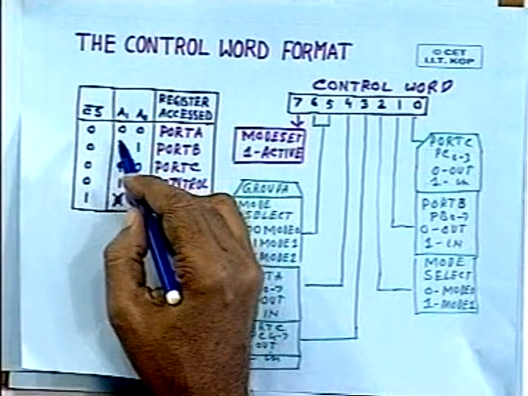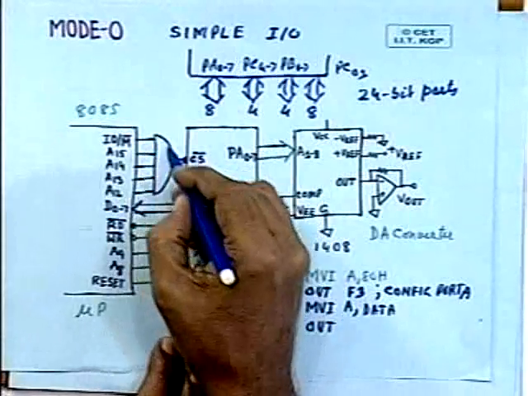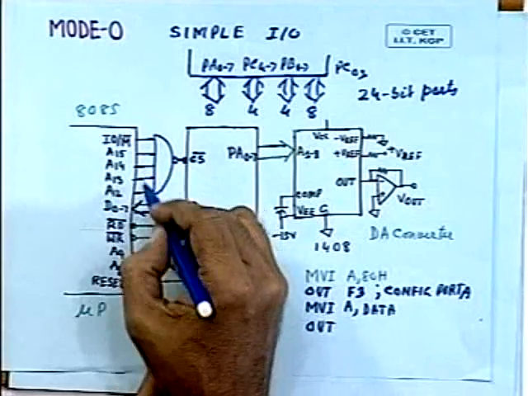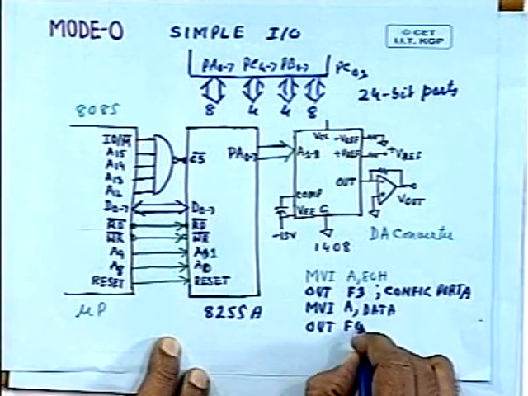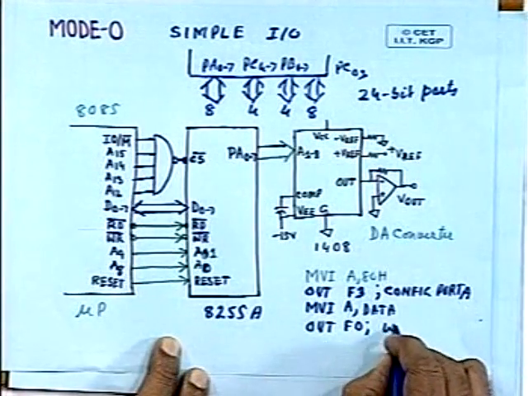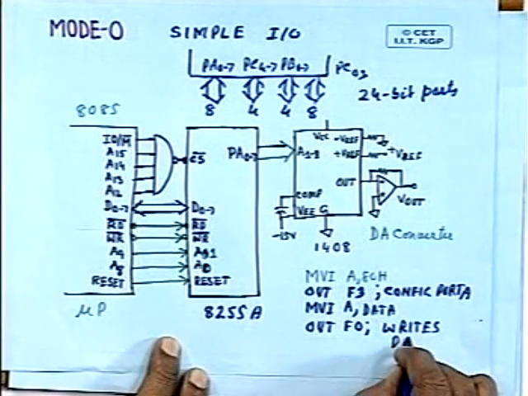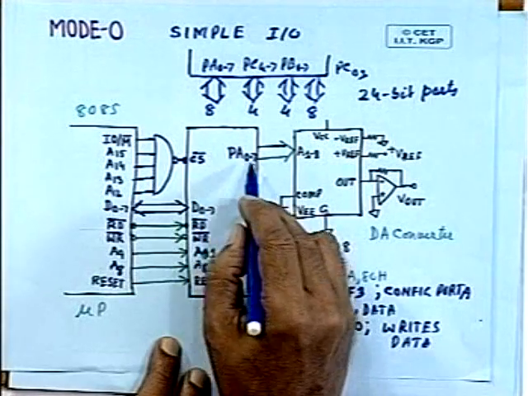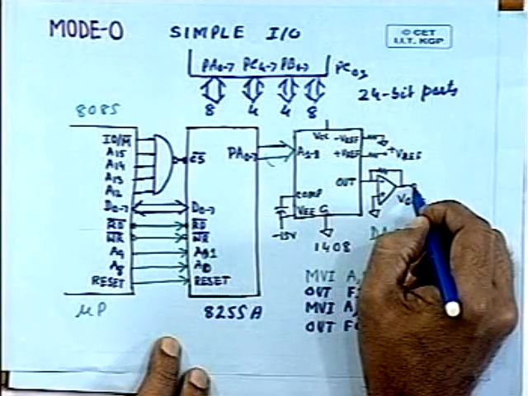So F0 will be the address of this particular port because of the way the chip select signal is generated. So it will be out F0, and this writes data into port A, and as it writes data into port A, this will be available on this line, and you will get the corresponding analog value on this port.